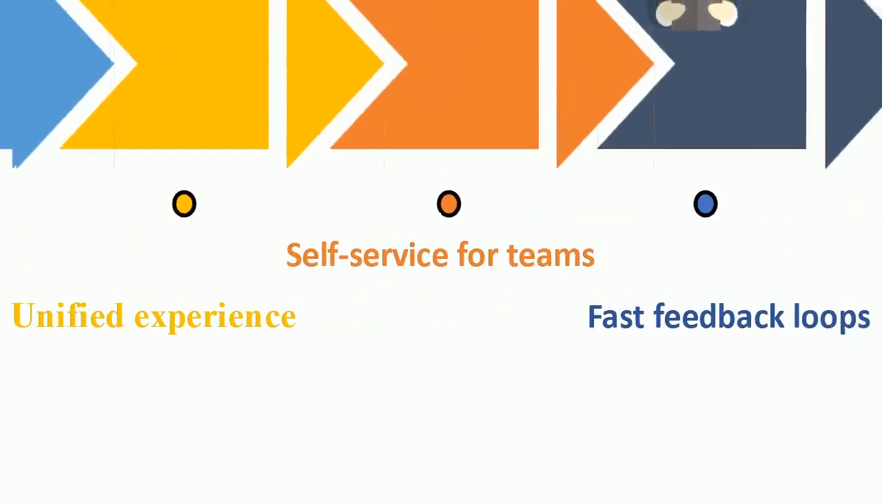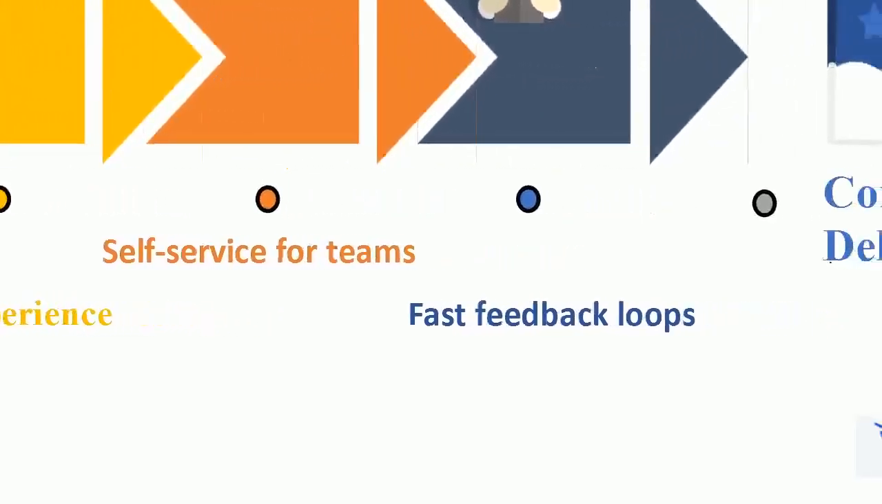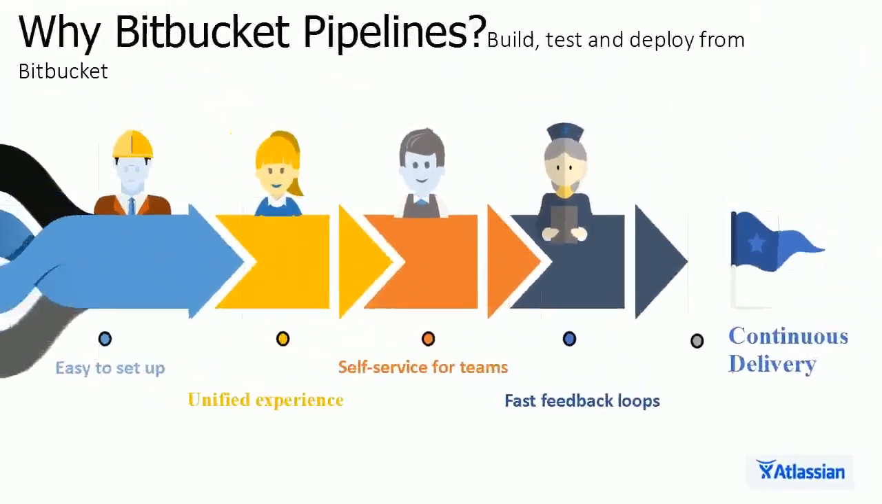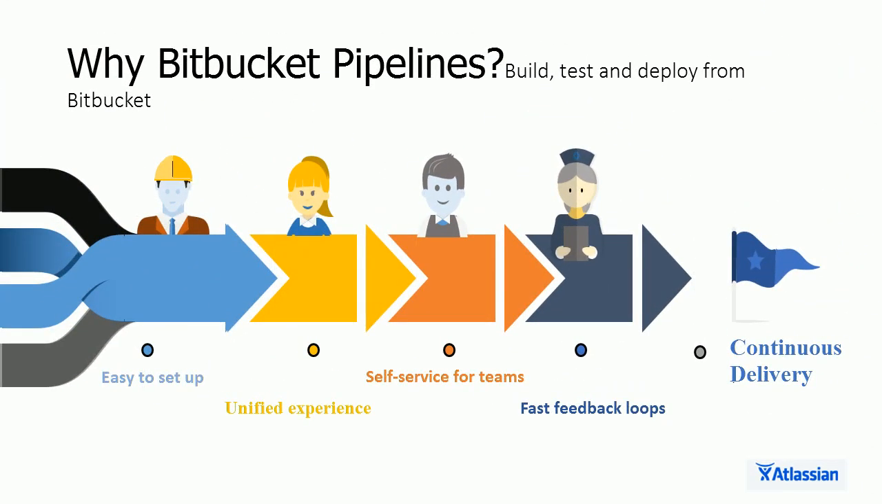Self-service for teams. Build configuration is stored as code and out-of-the-box Docker support helps teams be independent. Fast feedback. We show build statuses automatically everywhere you care about them, on branches, commits, and pull requests. All these capabilities lead to a smooth continuous delivery system.